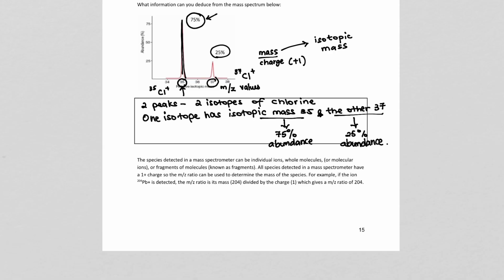Now, on a mass spectrum, you do not only get isotopes, you will get other fragments also. So you can have individual ions, you can have the whole molecule, which is called the molecular ion peak. You can have fragments of the molecule, but everything that is detected on the mass spectrum will have a charge of +1. So the m/z value is used to determine the mass of the species.